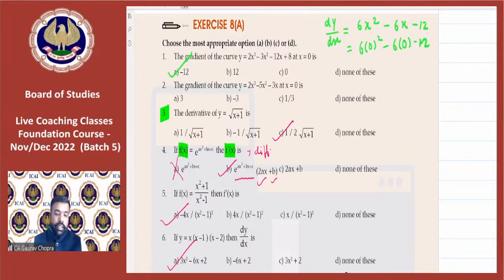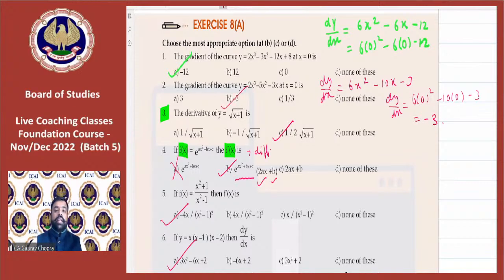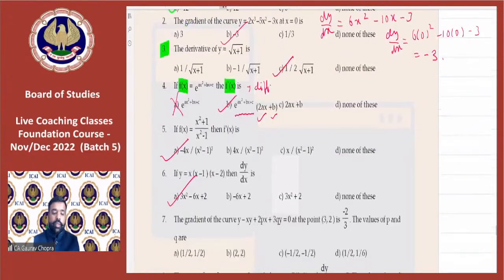So let us see. Whenever we are doing differentiation, we are getting the result here as 6x squared minus 10x minus 3. And we have to find it at x equal to 0. So dy by dx becomes 6 into 0 square minus 10 into 0 minus 3. So the final result is -3. Option number B. Now you can try the next question.